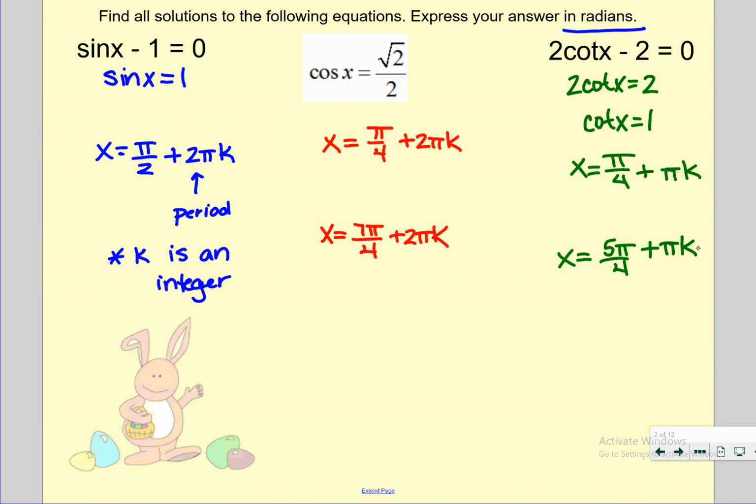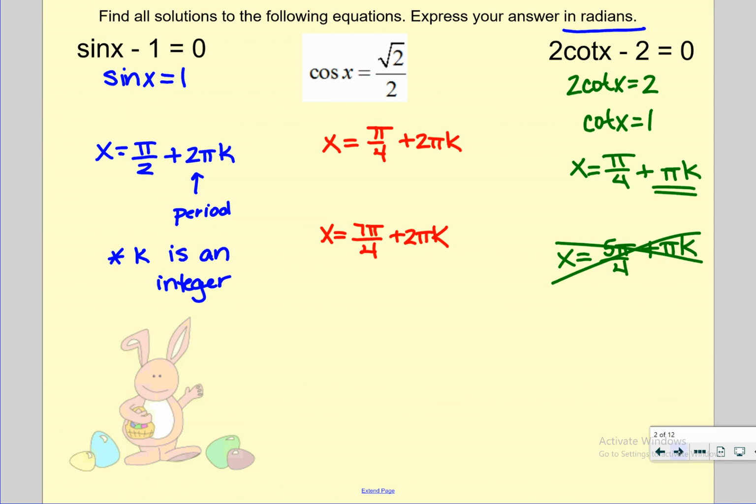Now, here's the thing about tangent and cotangent. If I take pi over 4 and I add 1 pi to it, so I let k equal 1, I actually get 5 pi over 4. That 5 pi over 4 is included in the pi over 4 plus pi k, because we add 1 pi onto pi over 4, we get 5 pi over 4. So this second answer is actually redundant. Because we have 2 periods within one rotation of our unit circle, we don't have to list both of them here. If you do, it's not wrong. You're just saying the same group of things 2 times. Okay? Any questions on those 3?